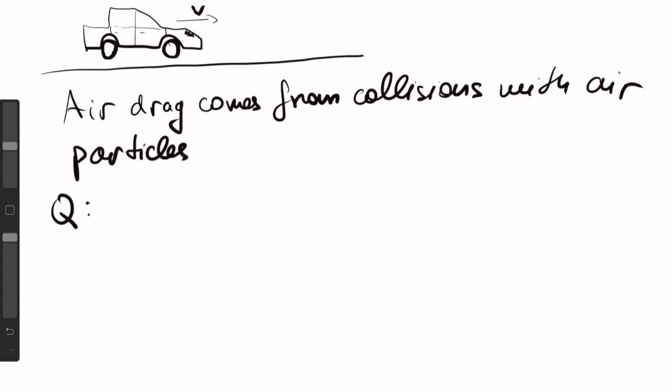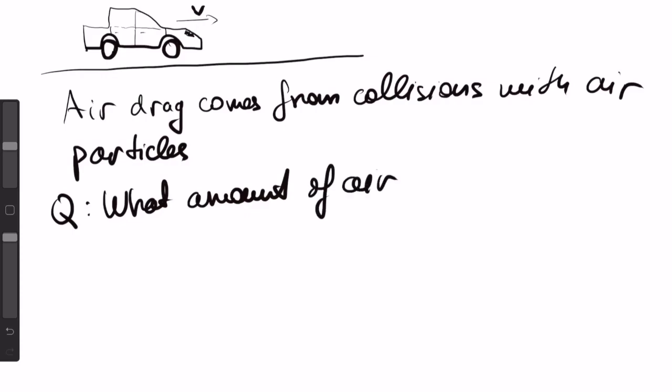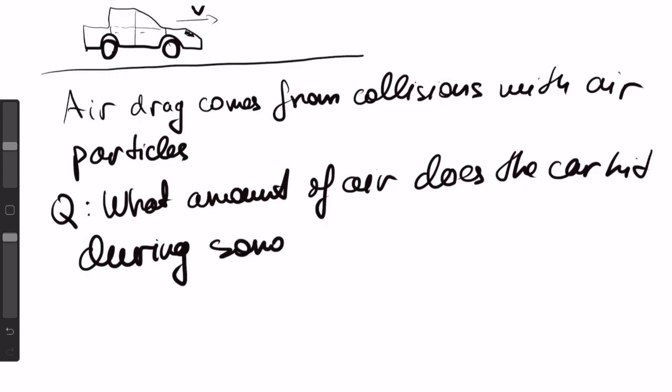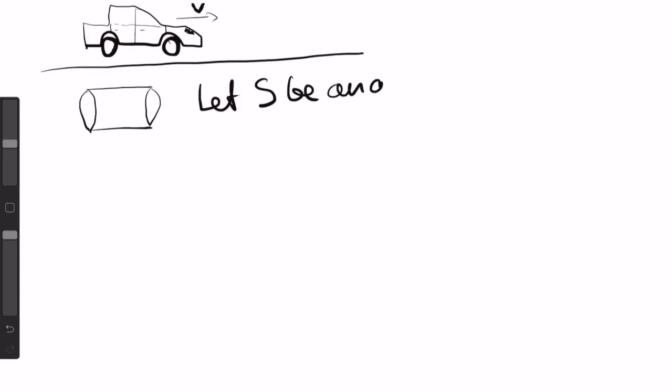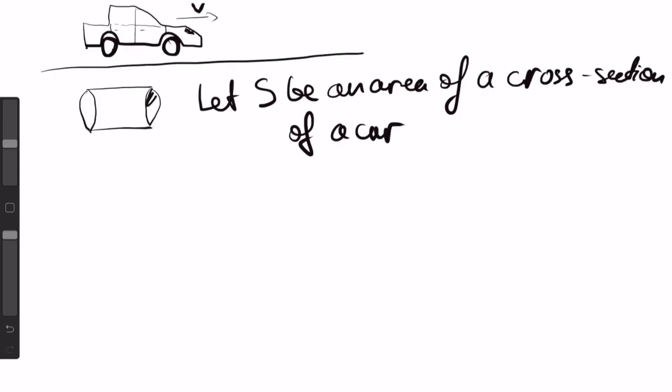And the question we want to answer now is, what amount of air does the car hit during some time that we denote as delta T, which is customary in calculus. So we can simplify a problem a bit by assuming that our car is effectively something cylindrical. So let S be an area of a cross section of a car. So let it be this area.